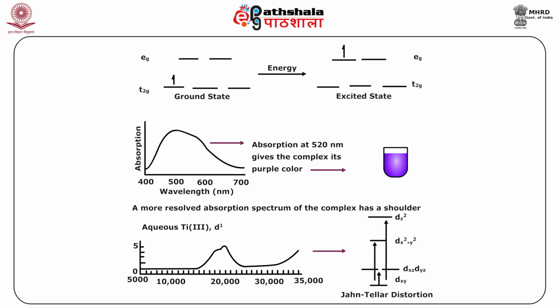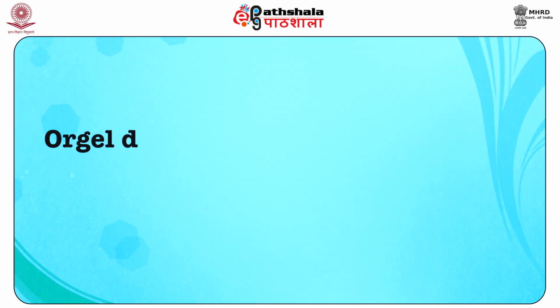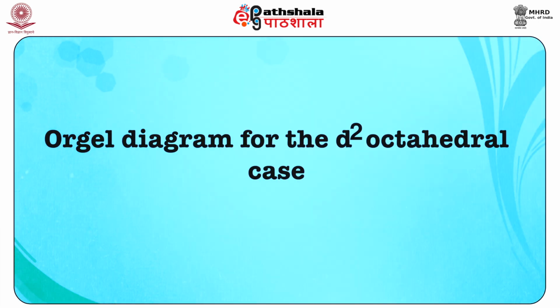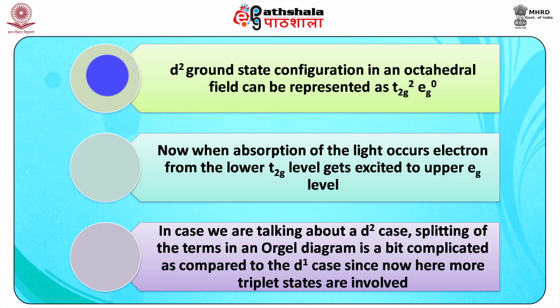The figure shows the absorption spectrum of the titanium complex along with a resolved absorption spectrum of the complex which has the shoulder. It can be seen that the absorption maximum is at 520 nanometer, which gives it a purple coloration. Next, we are going to discuss the Orgel diagram for the d2 octahedral case. The d2 ground state configuration in an octahedral field can be represented as t2g2 eg0.